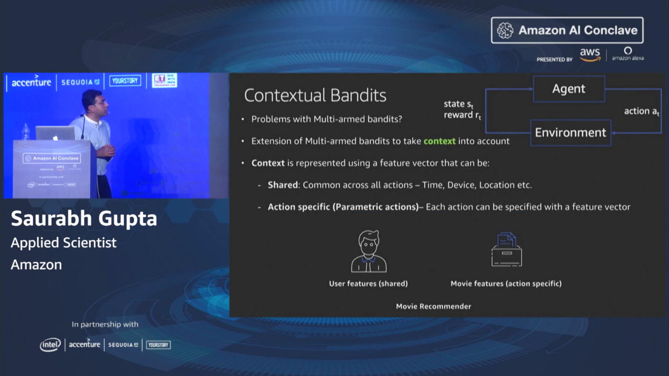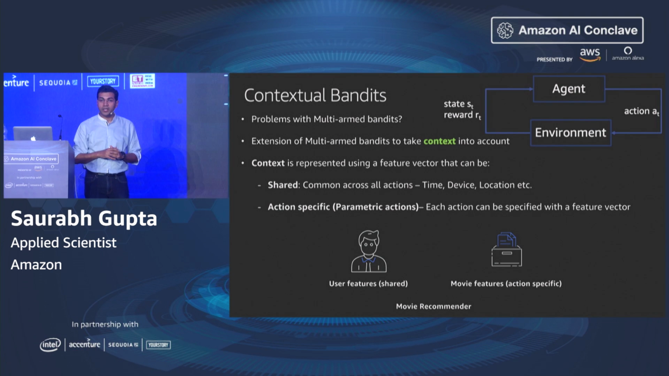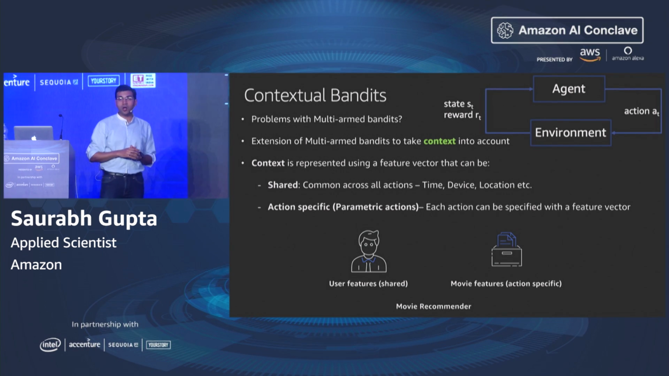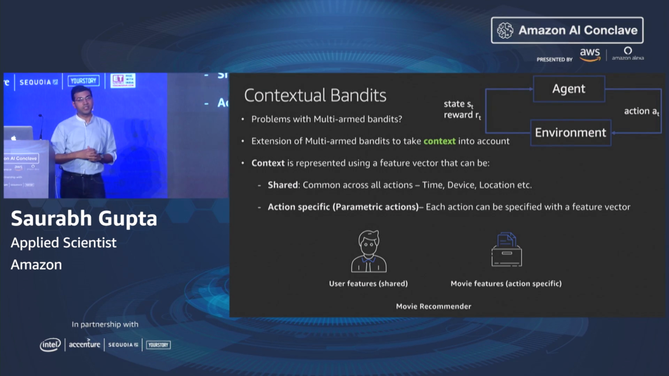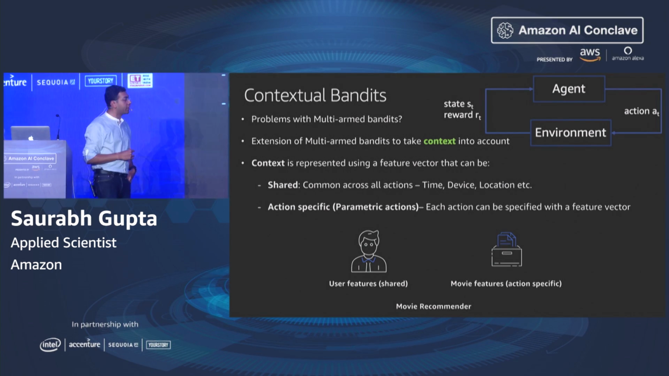Okay, so that was all about simple bandits or multi-armed bandits where there was no context involved. So what does context mean? Context is just any other auxiliary information that we can exploit to make more informed decisions or better decisions. So contextual bandits is just an extension of multi-armed bandits to take context into account.